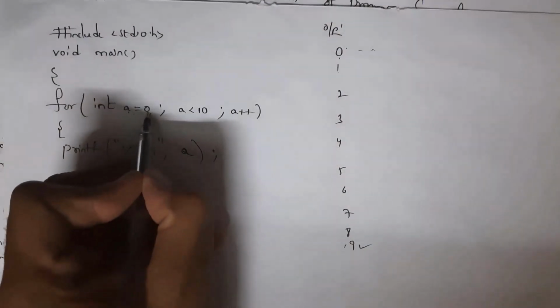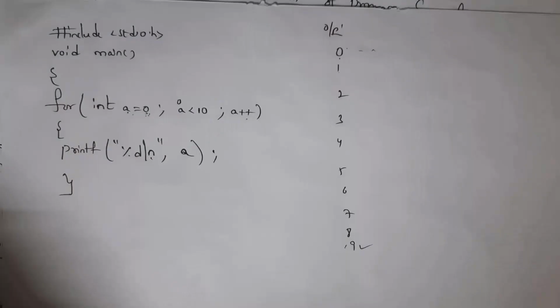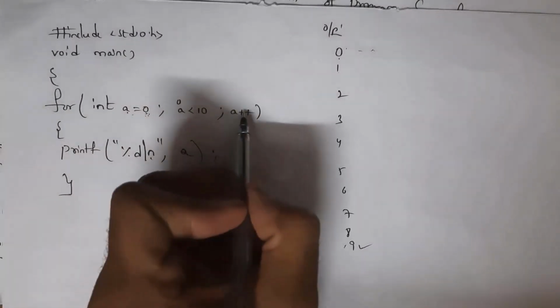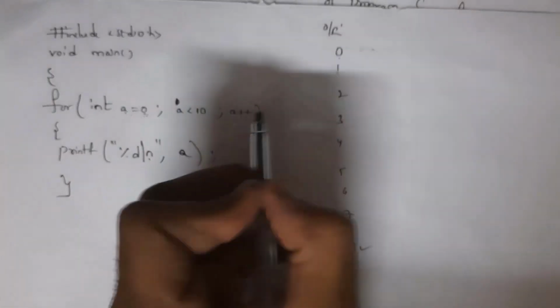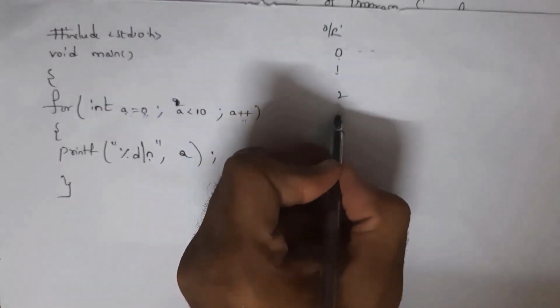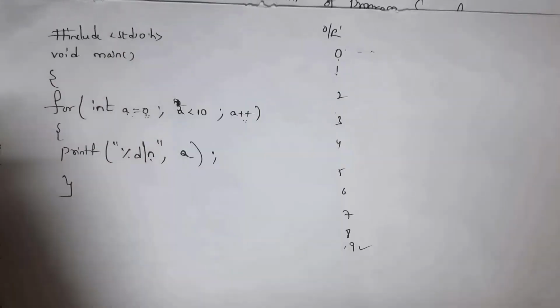At first it will take value 0, 0 is less than 10. So it will print value 0 and it will increment the value. After incrementing 0, I will get 1. 1 is less than 10. The condition is satisfied, so it will print 1 in the next line and again it will increment the value to 2. 2 is less than 10. The condition is satisfied, it will print 2 and again it will increment the value. So now I will get 3. 3 is less than 10.